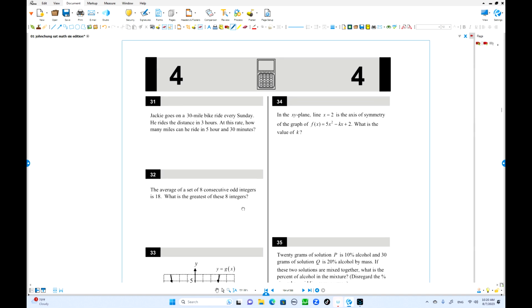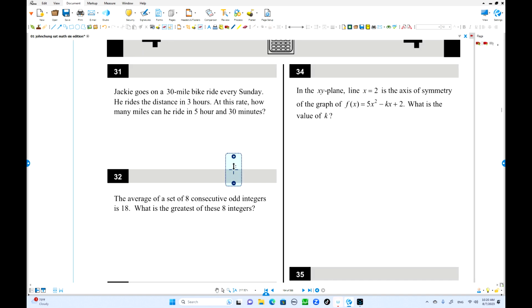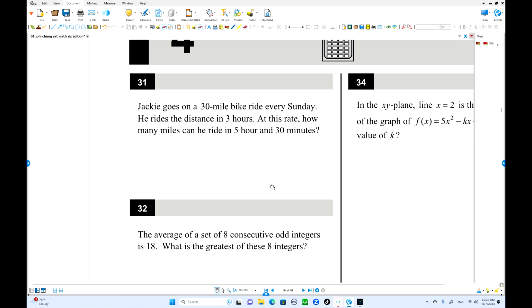Number 31. I want to make it a little bigger, okay? That's better. Jackie goes 30 miles. It takes 3 hours. So 1 hour is 10 miles per hour, right? That's the actual speed. At this rate, how many miles can she ride in 5 hours 30 minutes? 30 minutes is 0.5, so 5.5 hours. We already have the speed there. Just multiply these two, and that gives the distance: 55 miles.